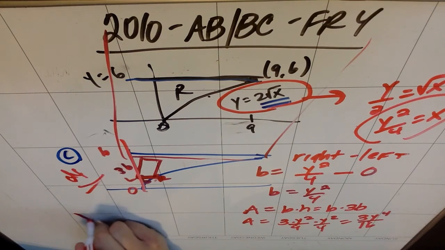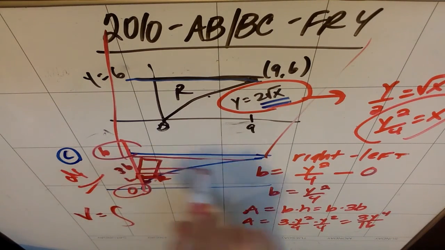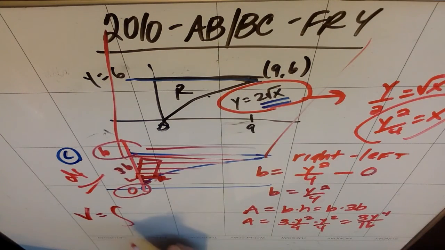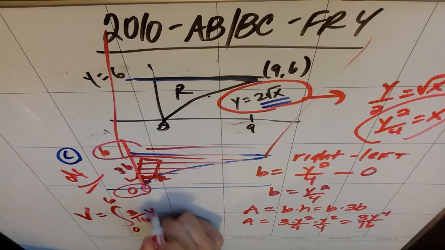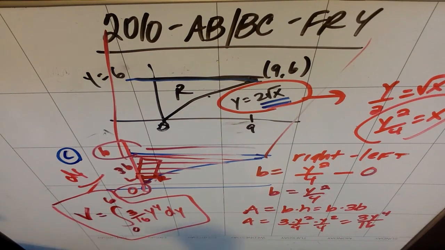The volume will then be what happens if I integrate from 0 to 6, because the slices are going this way, with respect to y. 0 to 6 of 3/16 y to the 4th with respect to y. And again, what's funny is they don't want you to evaluate it, but that's a fairly easy one for you to evaluate. That wouldn't be hard to integrate, but they don't want you to.